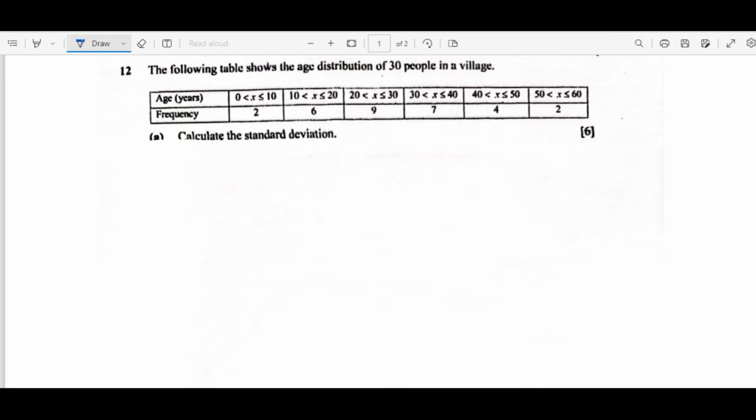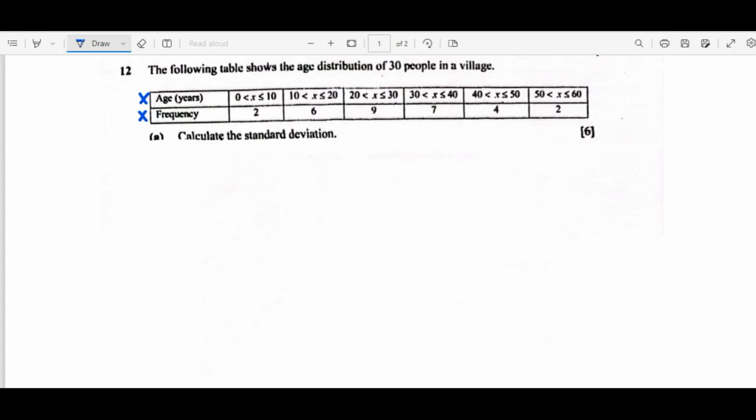Welcome guys. Before us we have question 12 from mathematics paper 2 for the year 2023 for the internals. We are dealing with a question from section B where we're dealing with a statistics question. The question reads, the following table shows the age distribution of 30 people in a village. As we can see, the first row denotes the age, then the second one will have the frequency. The question is to calculate the standard deviation.